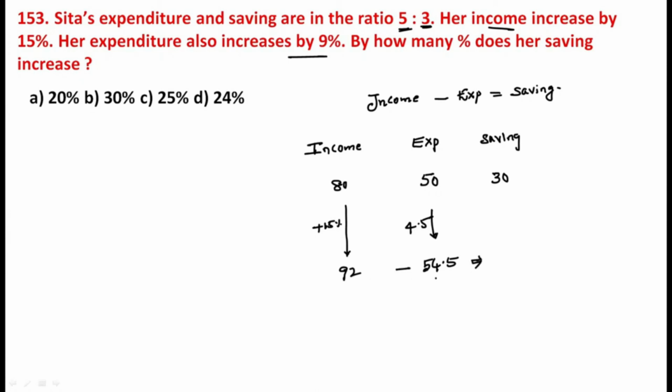Now, see, we already know that income minus expenditure gives the savings. So you can subtract 92 minus 54.5. The total value is equal to 37.5. Here the question is how much savings percentage increases? See, 30 becomes 37.5, which means it increased by 7.5, and it is from 30, into 100.